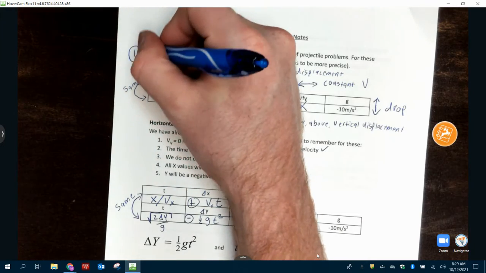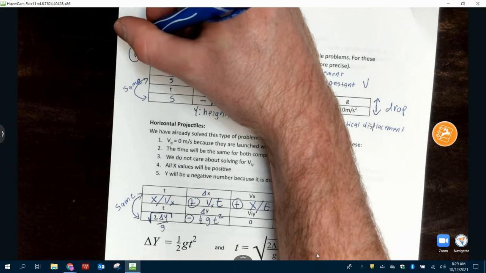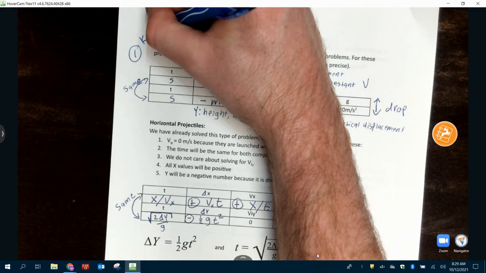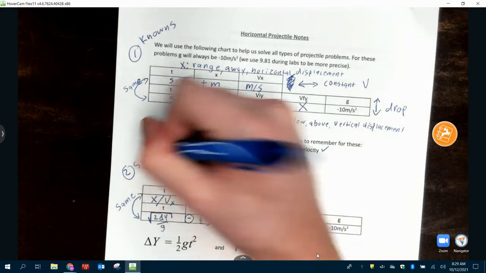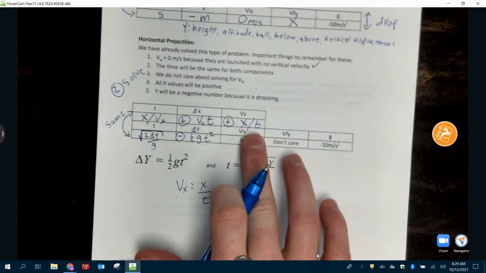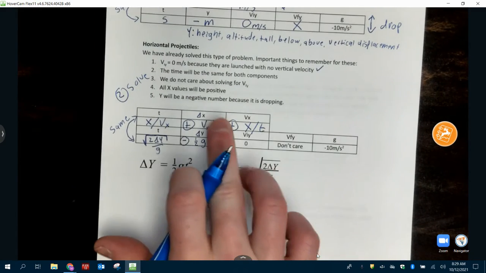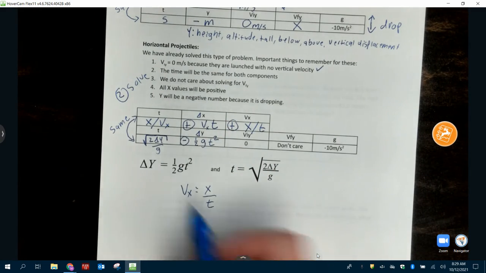Now, to help us solve it, once we've filled in what we're given, so this is really used for part one, which is identify variables. So this is given our knowns, what we are given in the problem. Step two is to solve for what remains. To solve for what remains, these are the equations we have, x over t, vx, x over vx, and these here. Cool.